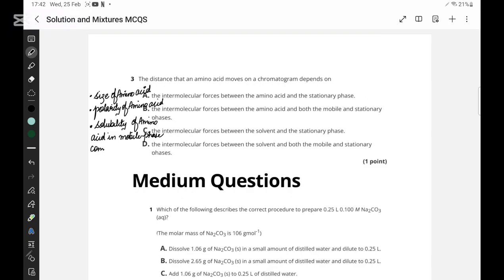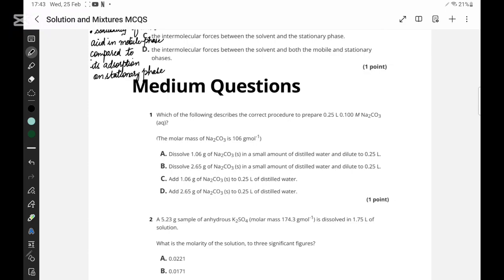Compared to what? It is compared to its adsorption on the stationary phase. So all these parameters contribute to the intermolecular forces between the amino acids and both the mobile and stationary phases. So our right option is going to be B.